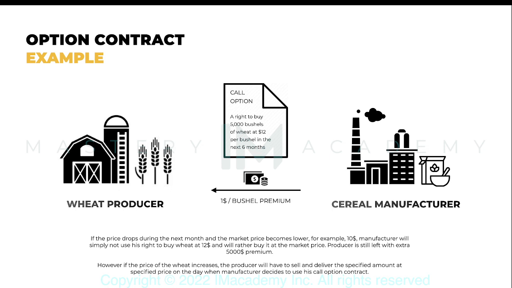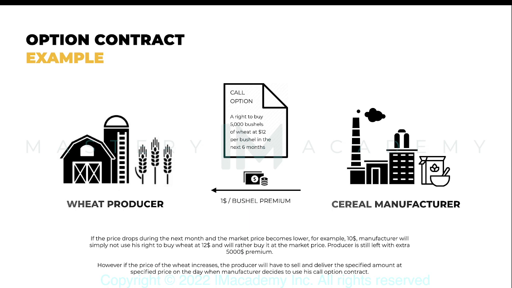This time, the manufacturer pays the producer to sign the contract a premium of $1 per bushel. So in this case, the wheat producer just got $5,000 premium. If the price drops during the next months and the market price becomes lower, for example, $10, the manufacturer will simply not use his right to buy wheat at $12 and will rather buy it at the market price, which is lower. The producer, however, is still left with an extra $5,000 premium simply for signing the call option.